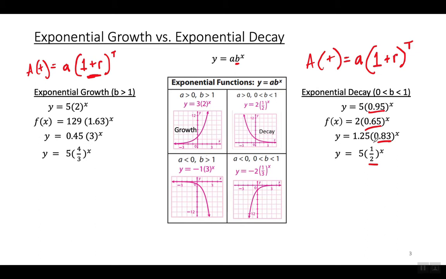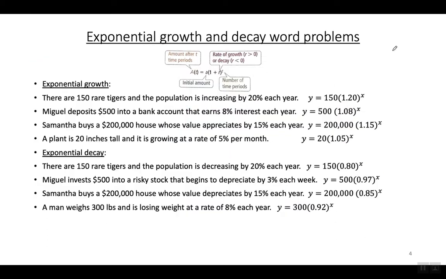All right? So, for example, if R is negative 0.05, you get this number, 0.95. Okay? But what I'm trying to show you is that this is the same thing that's here. It's that they're breaking up B into 1 plus R in both examples, because R represents the rate of growth or decay.